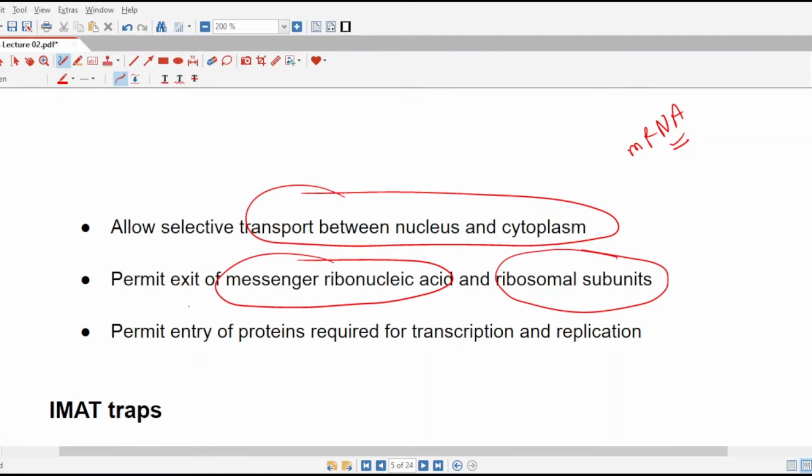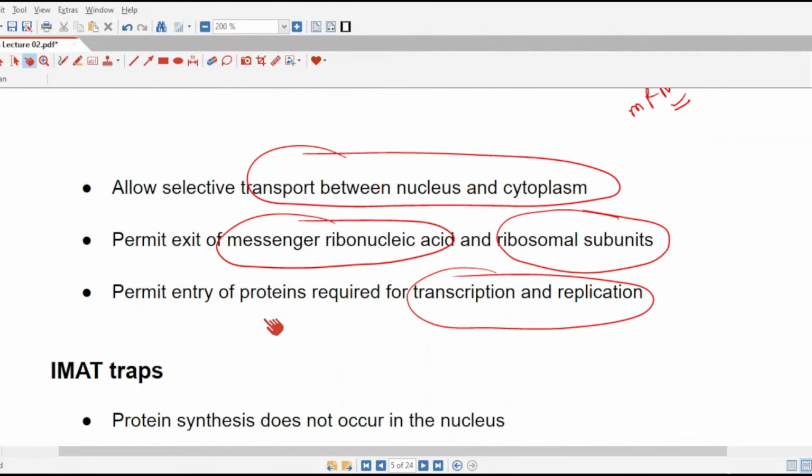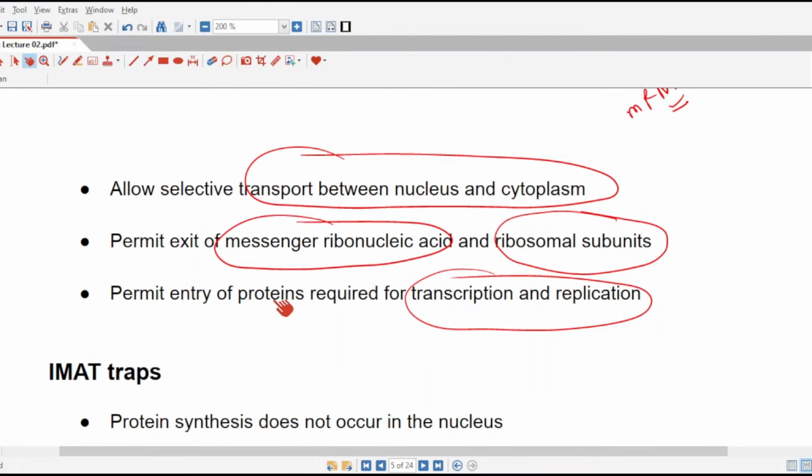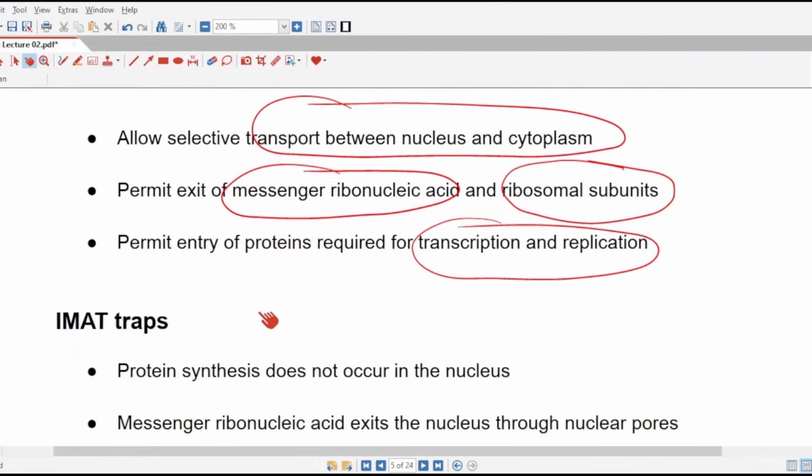Okay, and the final one, it will permit entry of proteins required for transcription and translation. We have covered this and we have said this again and again. What are the IMAT traps that you need to take into consideration?